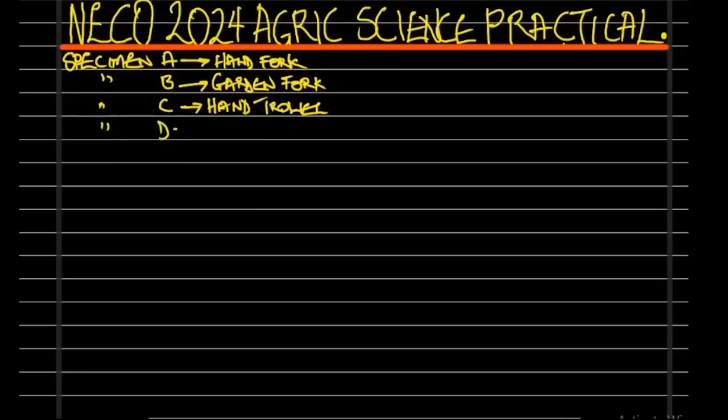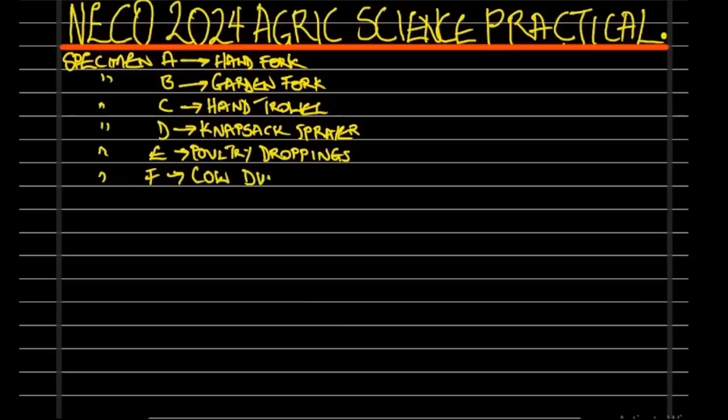And our specimen D is the knapsack sprayer. Our specimen E is poultry droppings. Our specimen F now is cow dung. Our specimen G, we have the NPK fertilizer. And our specimen H, what we have there is lime, that's calcium carbonate.